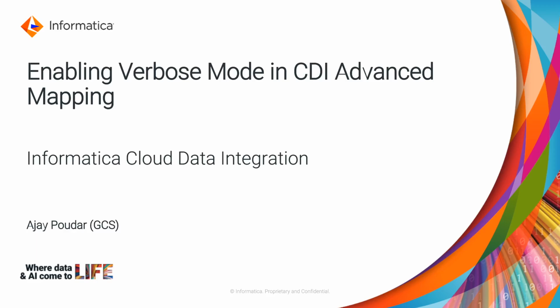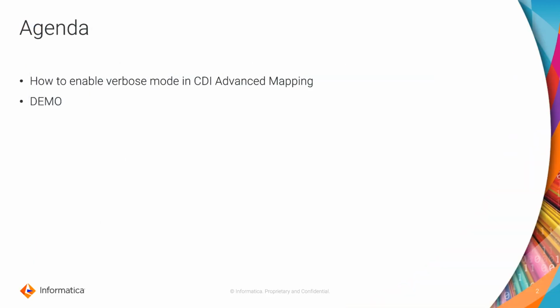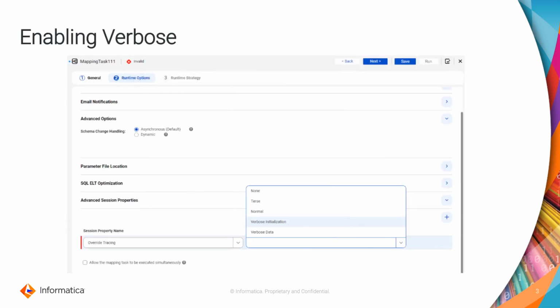As a part of today's presentation, we are going to see enabling verbose mode in CDI Advanced Mapping. We'll be discussing this agenda: how to enable verbose mode in CDI Advanced Mapping, and the demo. So let's see the steps to enable verbose logging. While executing the advanced mapping in verbose mode, it will log additional information and debug messages in the driver and executor log, and fine logging information in the session log.